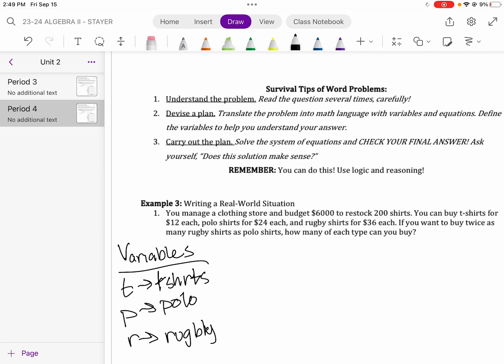Now, students, we're going to take each sentence just like above or just like on the 2A and make a sentence out of it here. So here's the first one. We're going to restock shirts. So it's T plus P plus R equals 200. There's that first equation right there.